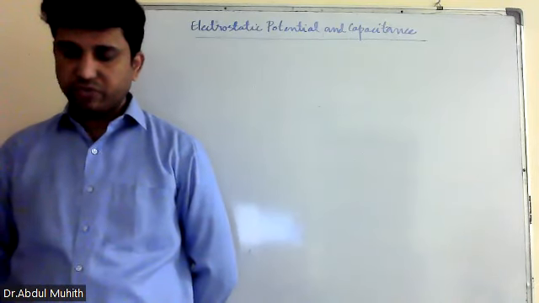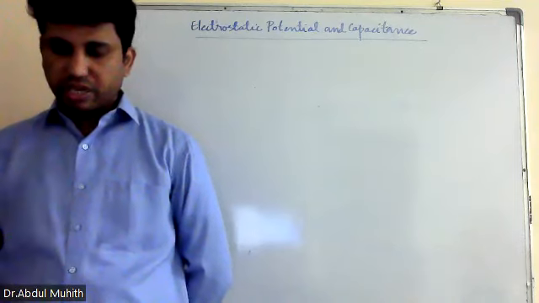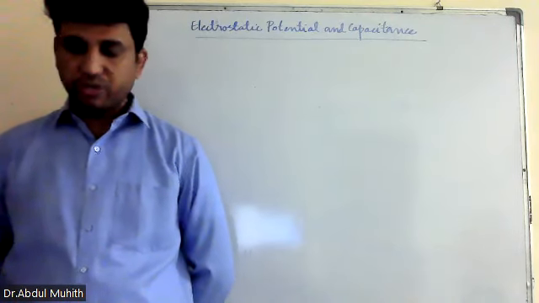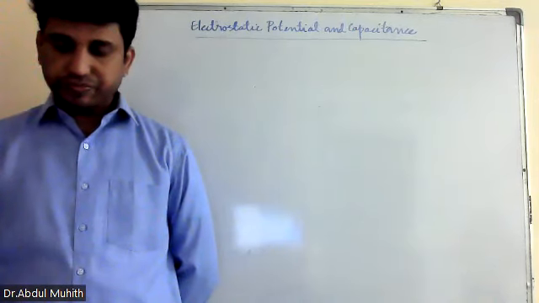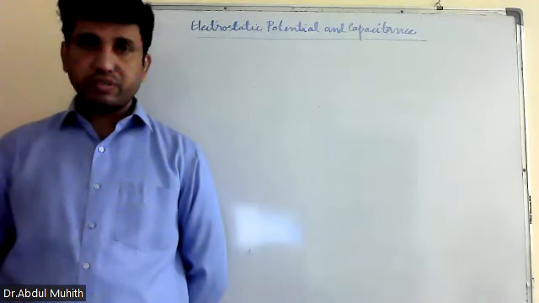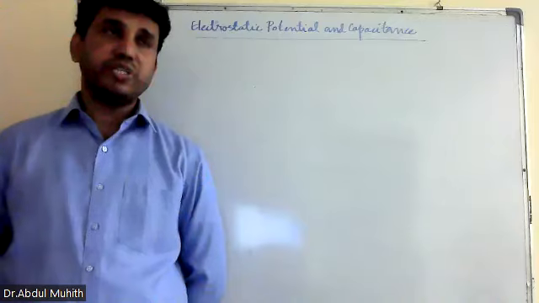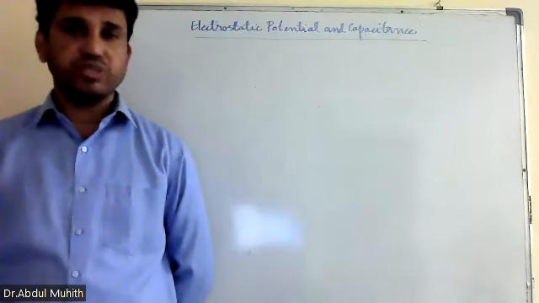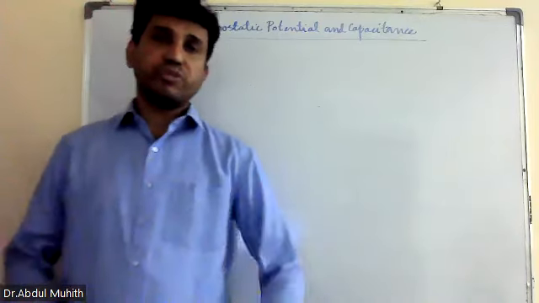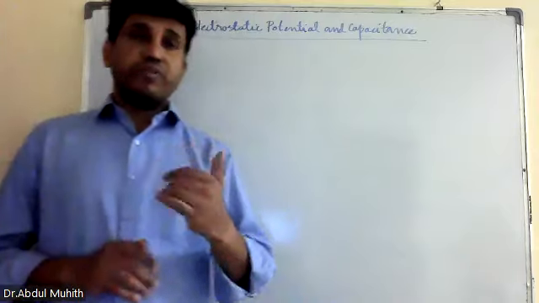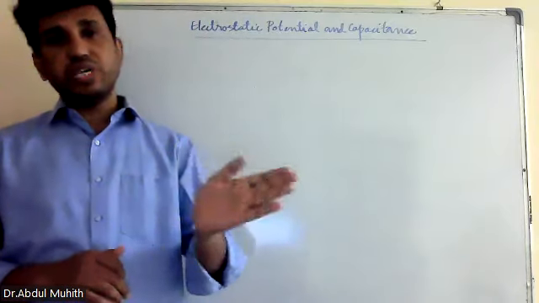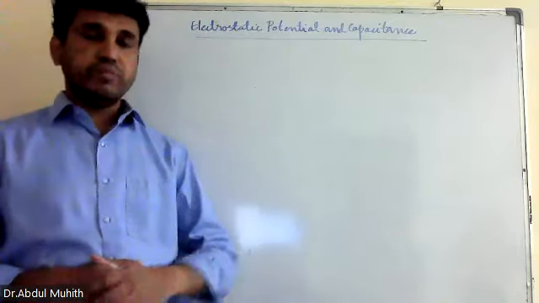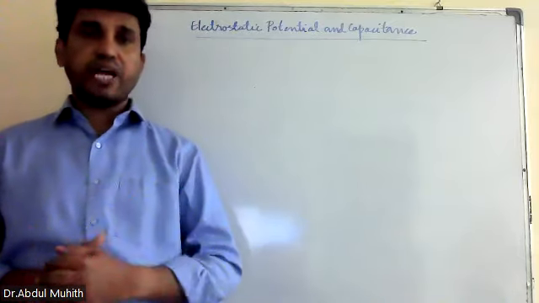The second one is at the surface of a charged conductor, the electrostatic field must be normal to the surface at every point. What is the explanation? If the electric field is not normal to the surface, it will exert a force on the charge, and the charge will displace from one point to another. But in a static situation, such a thing will not happen.